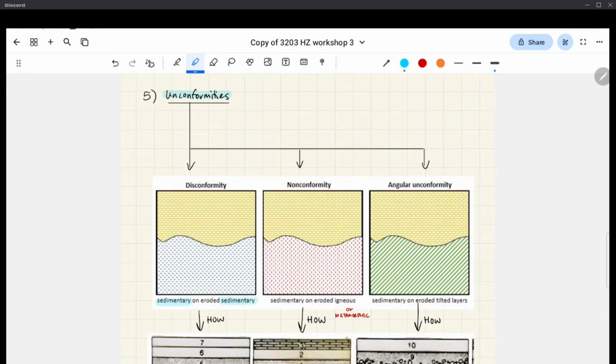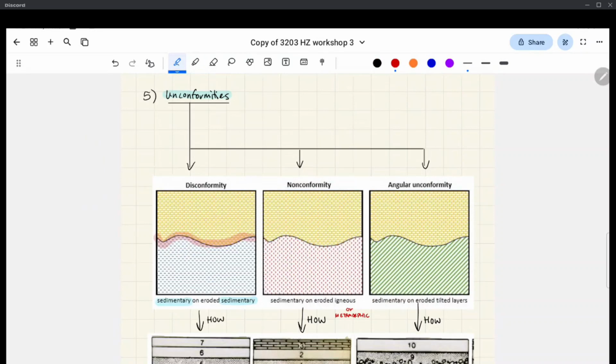So essentially, for the first case, for disconformity, the bottom layer is a sedimentary rock of some sort. It's become weathered and eroded. So this is called an erosional boundary. You'll notice all of these have an erosional boundary, and these erosional boundaries are generally quite smooth because of water flowing. So you're not going to have many jagged edges there. And then the top layer is another sedimentary rock. That's the definition of a disconformity.